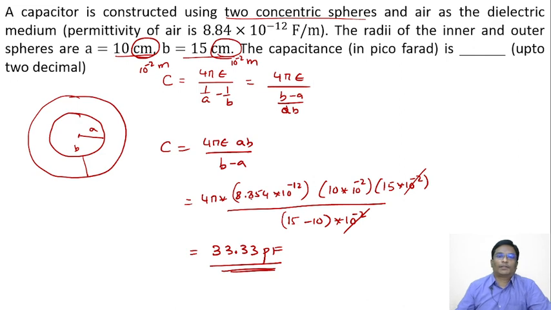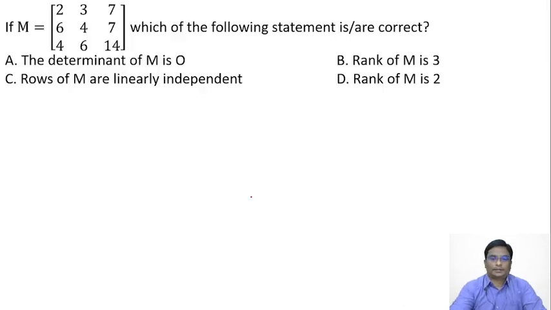This question is from EMF, electromagnetic fields. Now some question from mathematics. A matrix M is given. Which of the following statements is correct? This is an MSQ question, multiple select question. These are row 1, row 2, row 3. By observing here, 2, 3, 7, and this is 4, 6, 14. This is twice the first one.